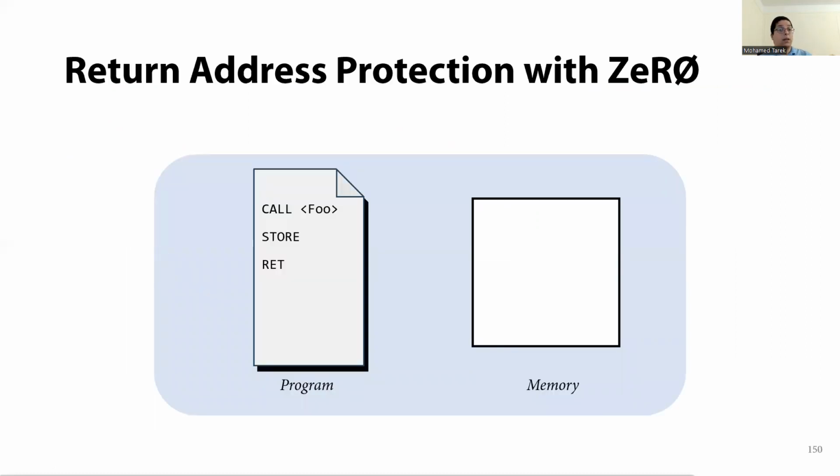Let's again start with a simple example. This program has an instruction to the left, memory contents on the right. When a function is called, the return address, for example, program counter +4, is typically pushed to memory. Later on, when the function finishes execution, the return instruction loads the return address from memory and jumps to it. In other words, a return address is a code pointer.